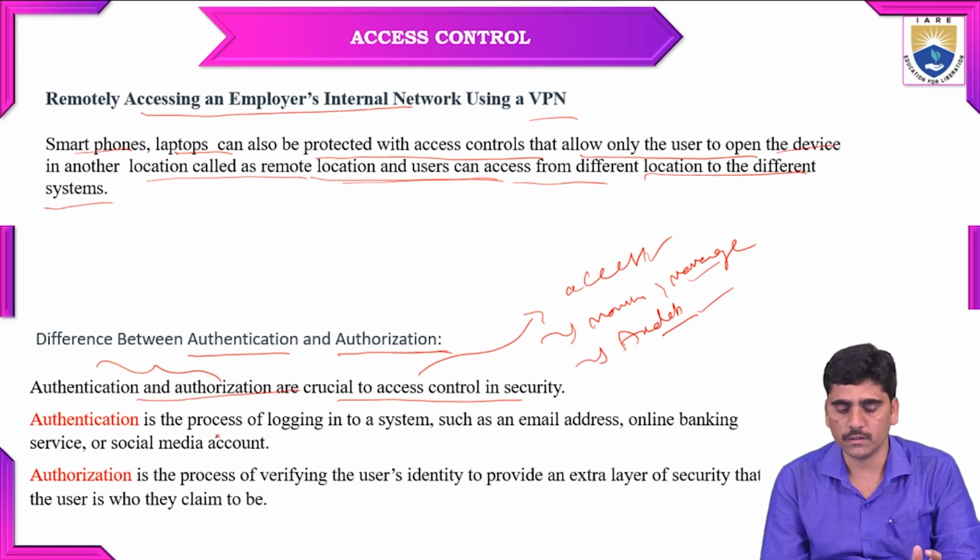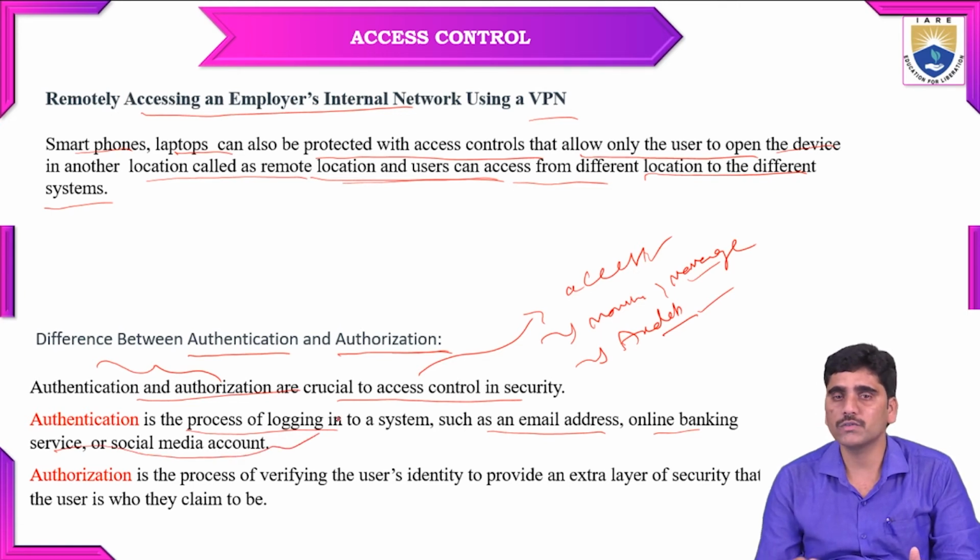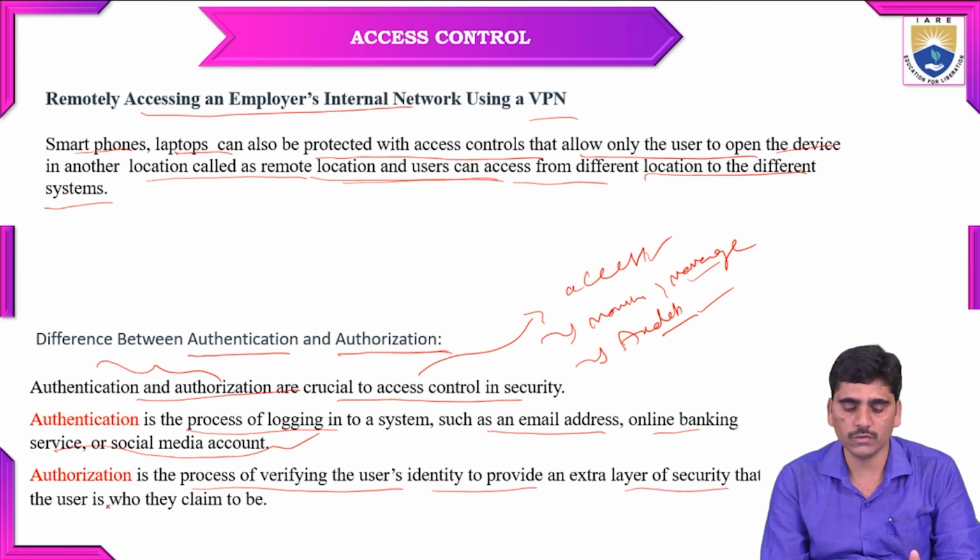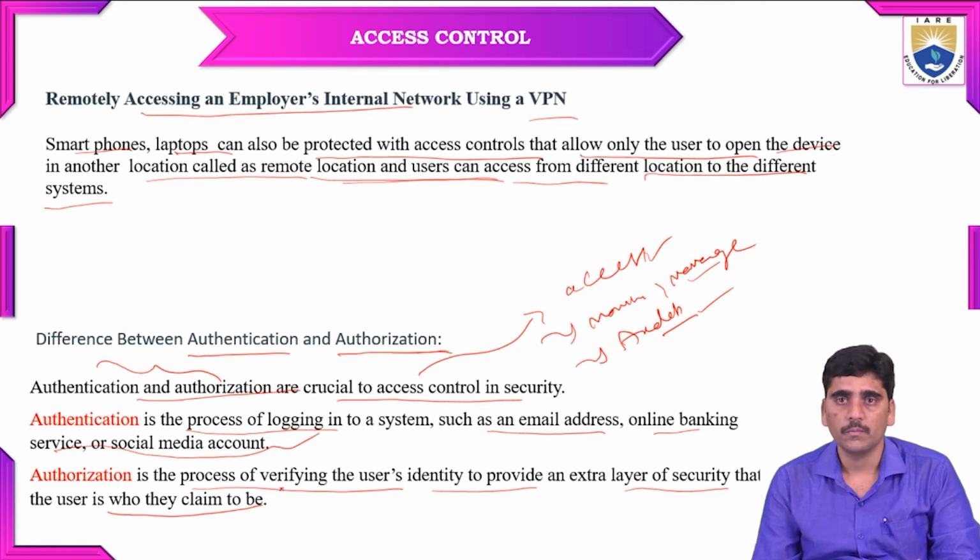What is meant by authentication? It is the process of logging in to a system, such as an email address, online booking service, or social media account. For all social media we have usernames and passwords, and we must use them to log on to those accounts. Authorization is the process of verifying the user's identity, providing an extra layer of security that the user is who they claim to be. Providing usernames and passwords to log on to the systems is the difference between authentication and authorization.